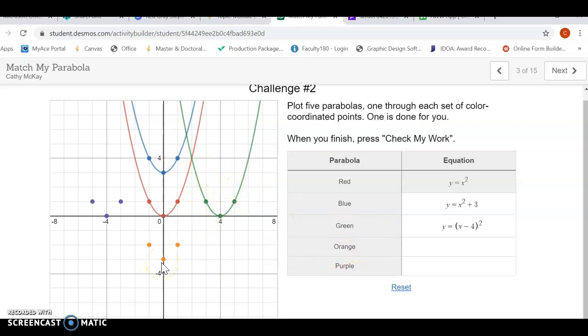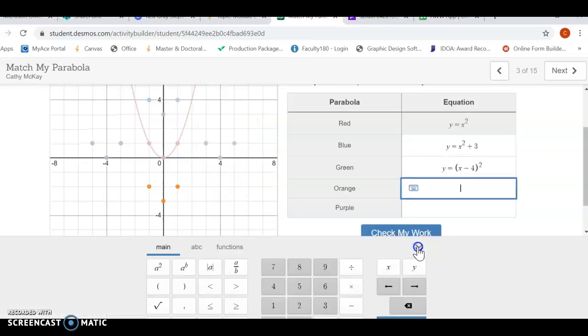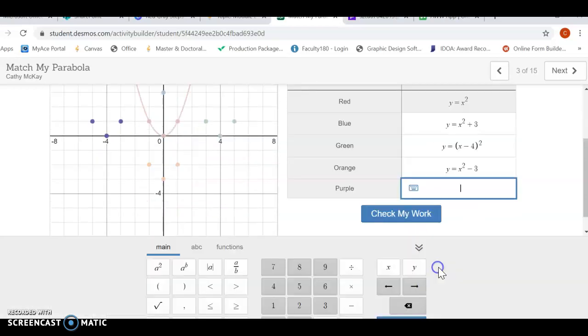So now let's go ahead and do orange. Now the orange one went down 3. So now I'm going to do y equals x squared, and then minus 3. And then I'll check my work, and then let's go ahead and do the purple one. Now the purple one went over -4. See how the green one went over +4, so I had to subtract 4 from it. And for the purple one, it goes to the left -4, so this one I'm actually going to add 4 to it. So y equals x plus 4 and squared.